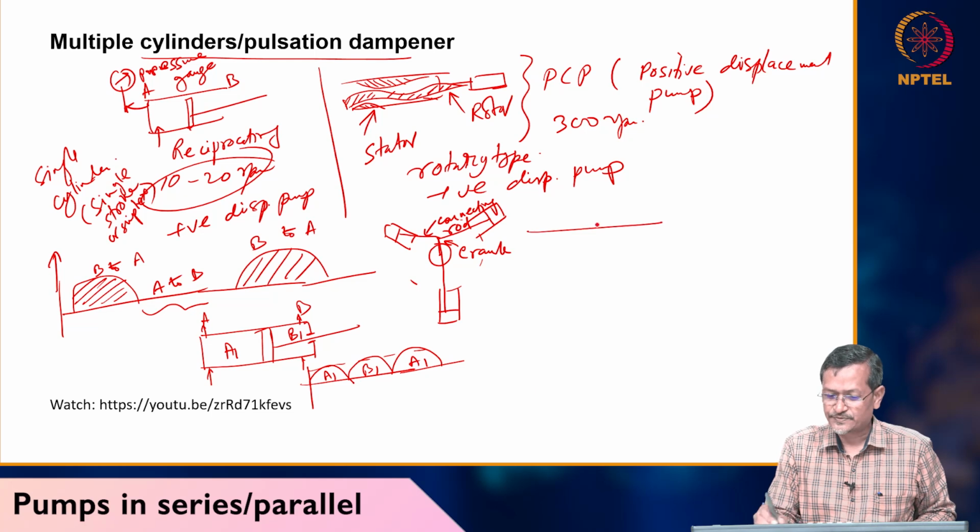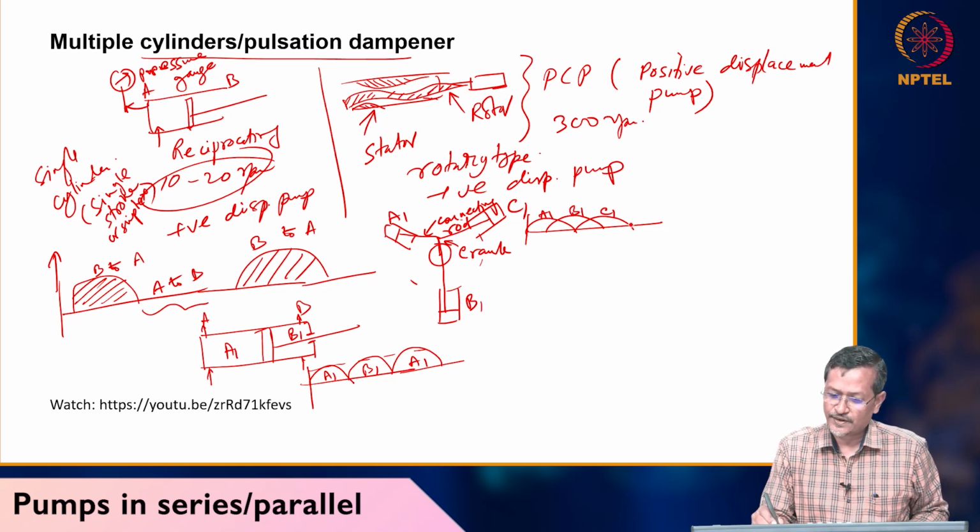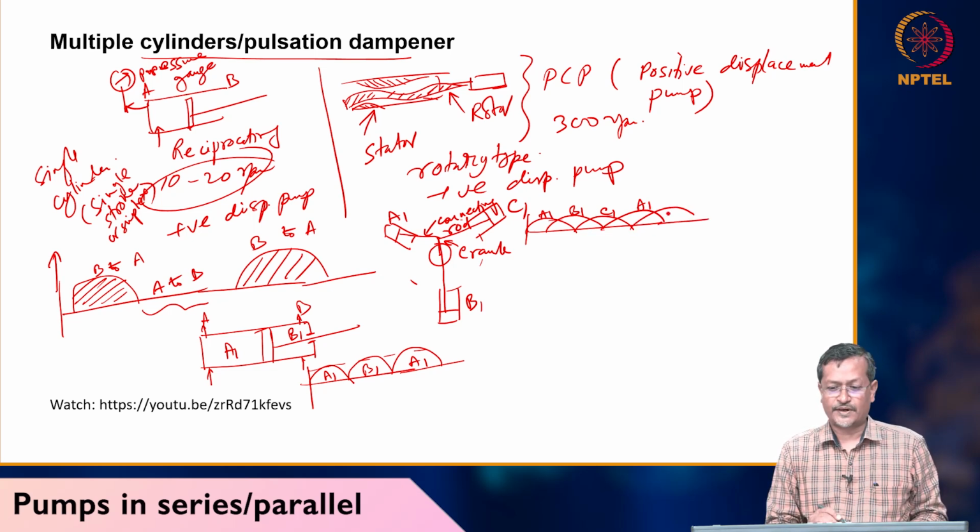So in that case the pulse profile will be like this. Let's say A1, B1, C1. I have 3 cylinders. A1 is delivering, now B1 will be delivering, now C1 will be delivering. So A1, B1, C1, now again A1 will be delivering, now again B1 will be delivering. So the pulse profile becomes much smoother.